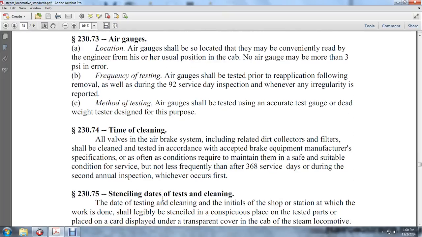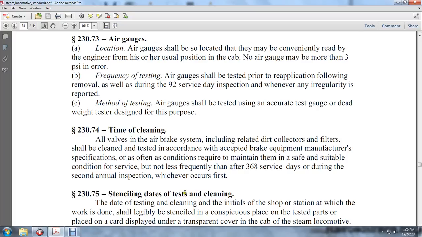23074 Time of cleaning. All valves in the air brake system, including the related dirt collectors and filters, shall be cleaned and tested in accordance with the braking equipment manufacturer's specifications, and conditions required to maintain them in safe and suitable condition for service, not less frequently than every 368 service days or during the initial annual inspection, whichever occurs first.